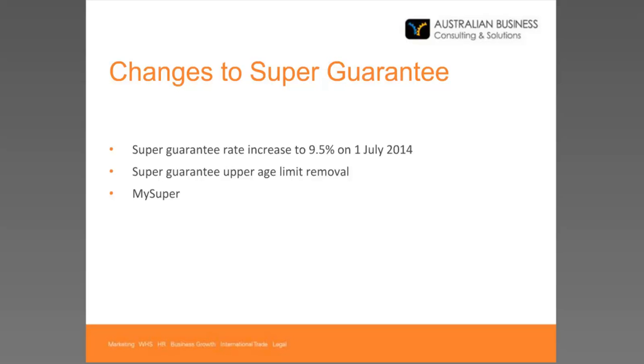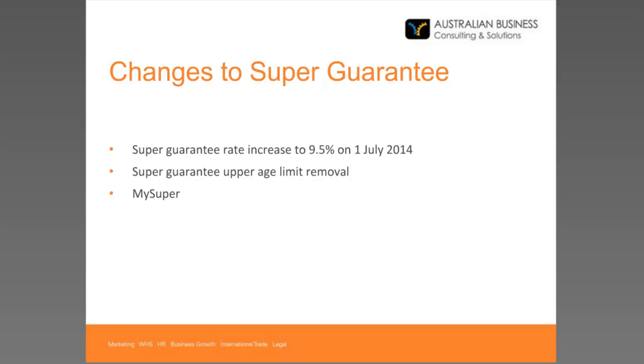That's slightly different from what was originally introduced by the former government. But the intention is that it will still get to 12%. It's just over a slightly longer period of time. So it's something to just keep an eye on and make sure you really understand what the rate is in that year. The other change that has happened is that since 1 July last year, there's no upper age limit anymore for employees. So workers of any age now are entitled to super guarantee contributions.